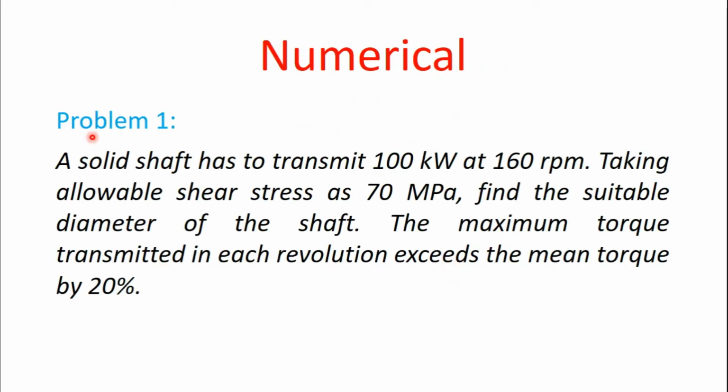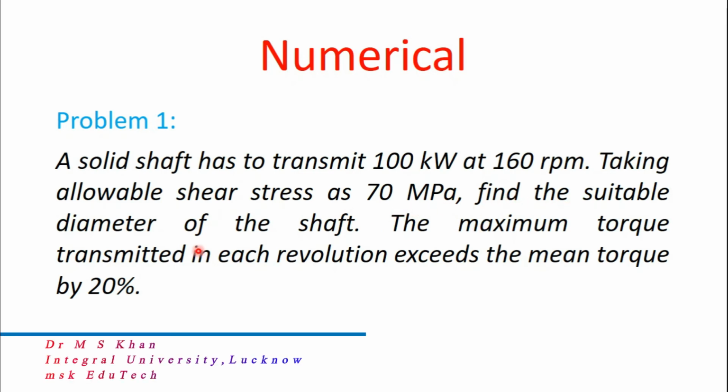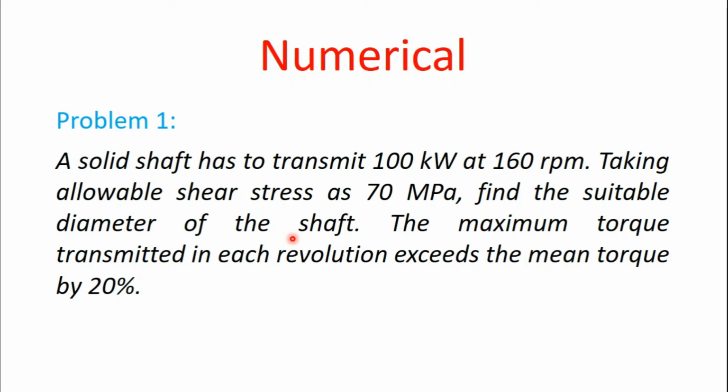Let's have some numericals, starting from problem number 1. A solid shaft has to transmit 100 kilowatt at 160 rpm, taking allowable shear stress as 70 megapascal. This is the allowable shear stress, that means it is tau. Find the suitable diameter of the shaft. So you have to find what diameter of shaft you should use so that it can transmit this much power at this rpm. So basically you are designing a shaft.